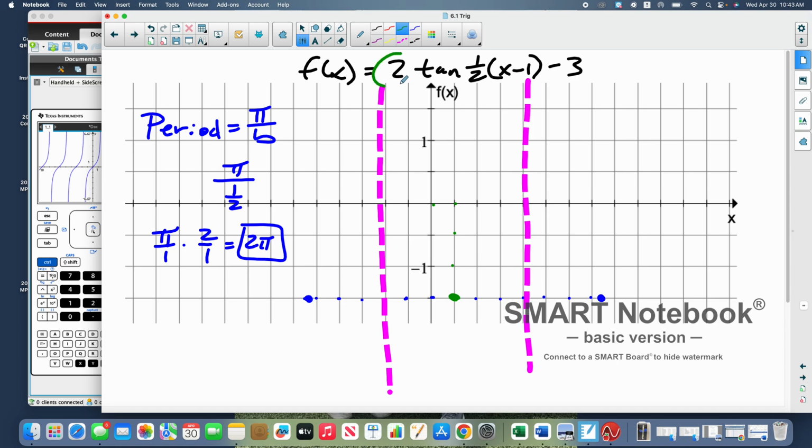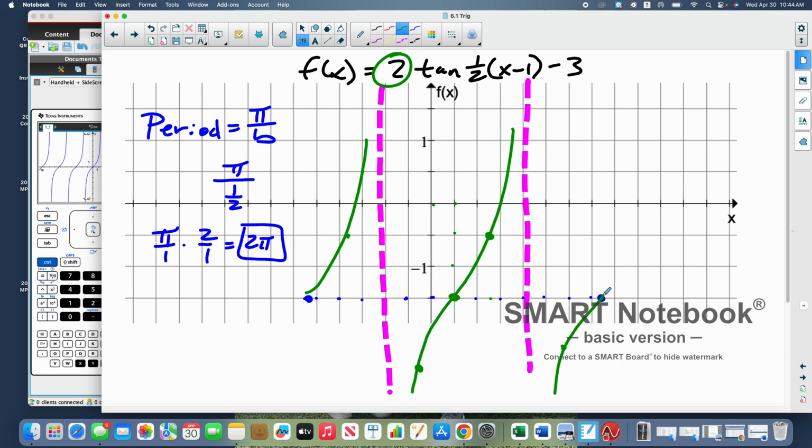And I'm going to go up normally 1, but this has a vertical stretch of 2 on it, so I'm going to go up 2. So I'm going to go in the middle, and I'm going to go up 2. I'm going to go in the middle, and I'm going to go down 2. Over here, I'd go in the middle, and I'd go down 2. Over here, I'd go in the middle, I could go up 2. All right, so there is a picture of that graph.